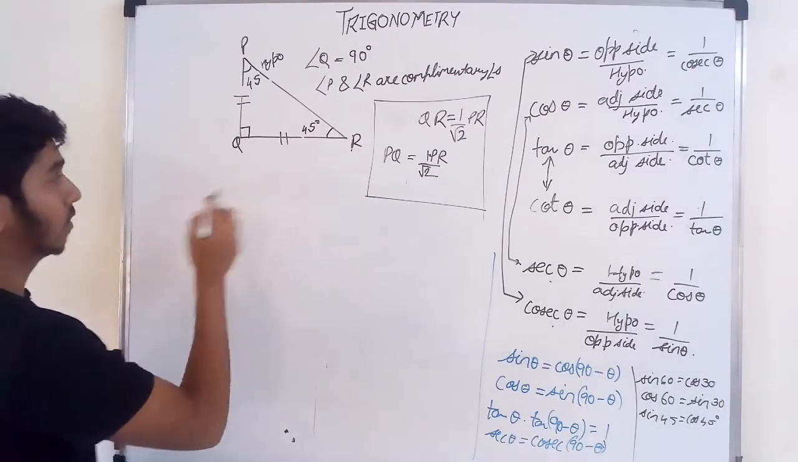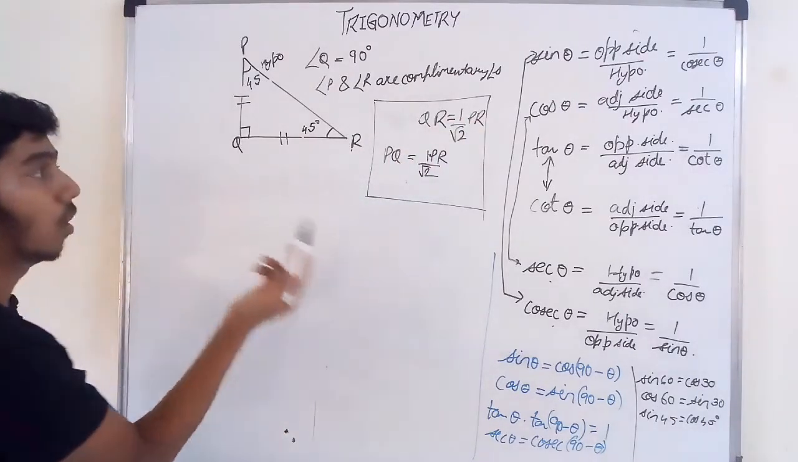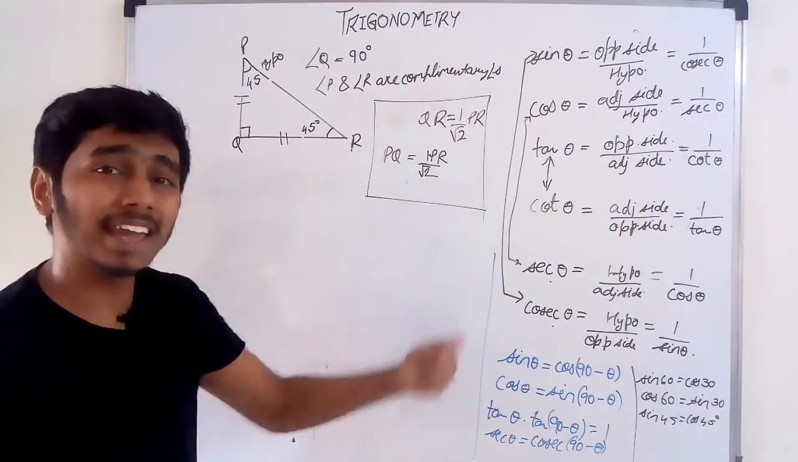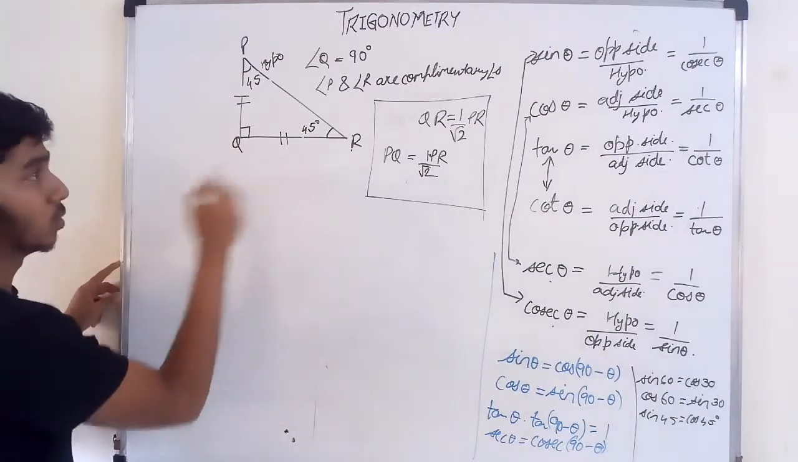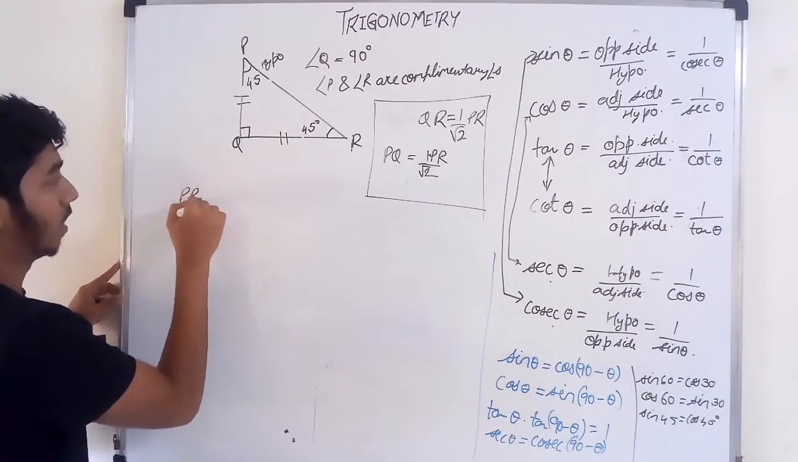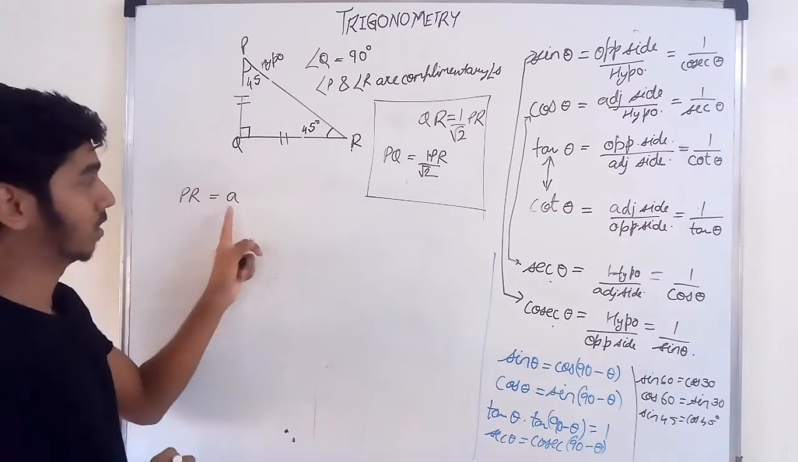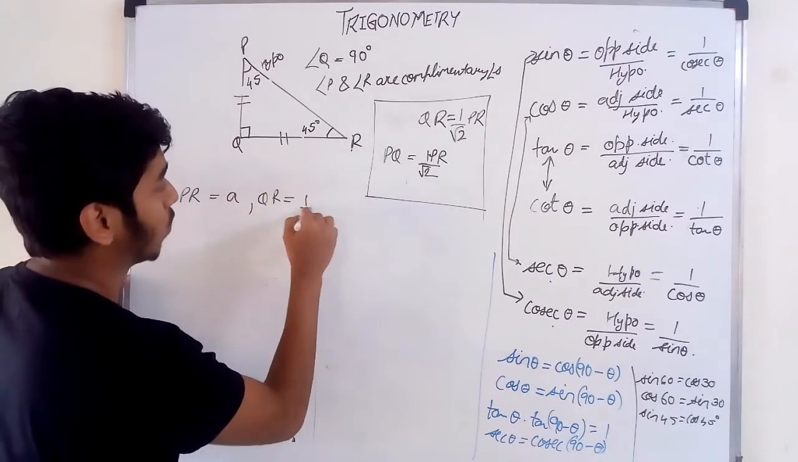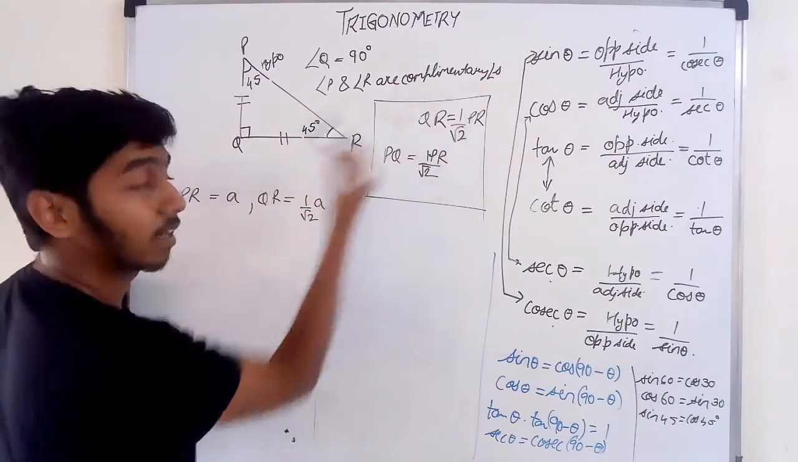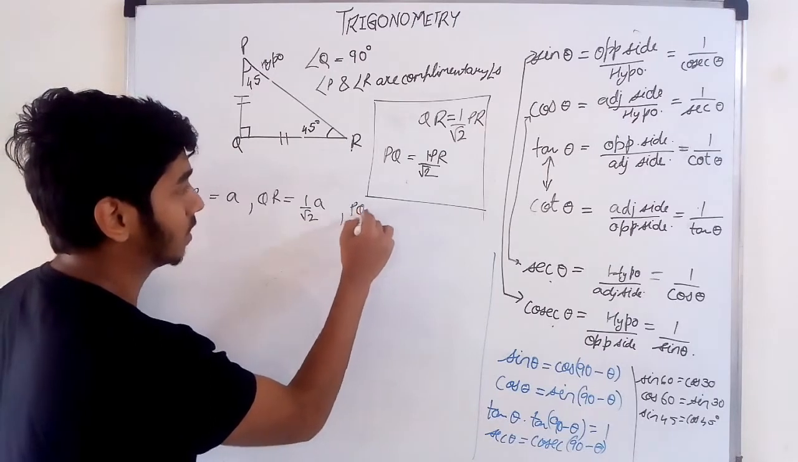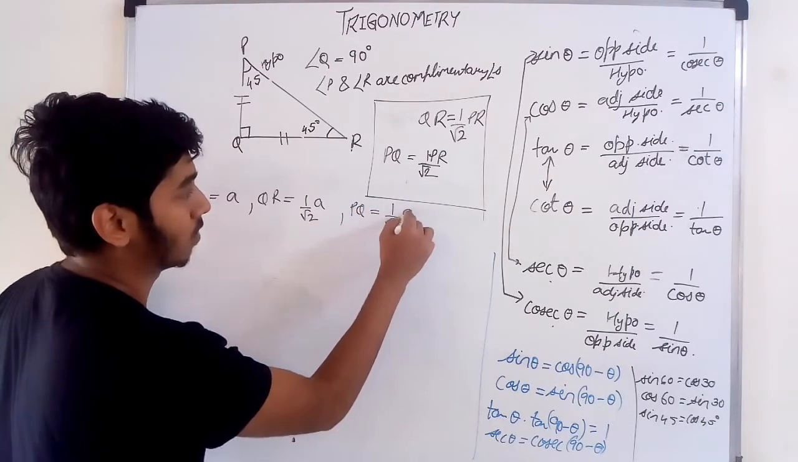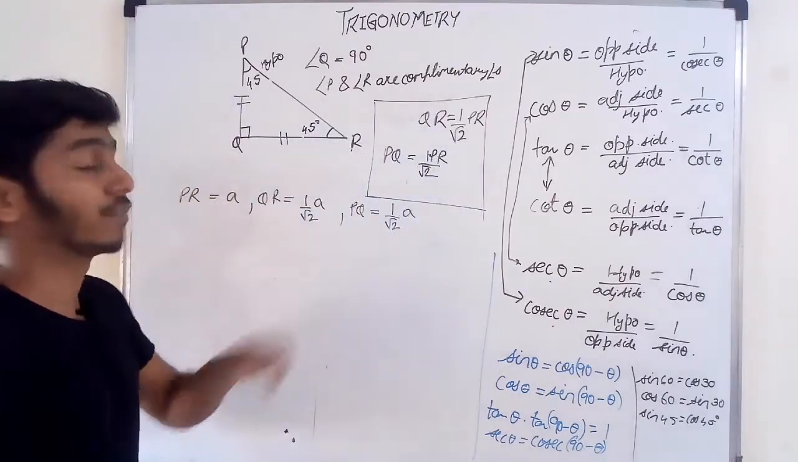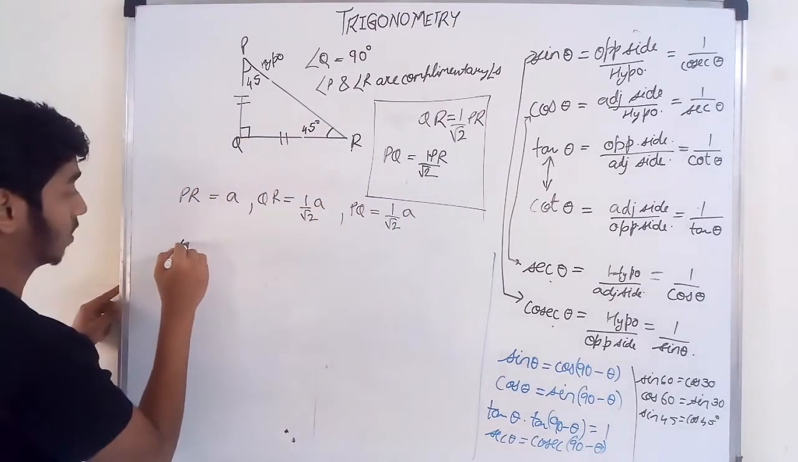Now let's consider PR as A. So we'll say PR equal to A, therefore QR is equal to 1 by root 2 A, correct? And also PQ is 1 by root 2 A, correct? Now, after finding these three, let's find sine 45 and cos 45.